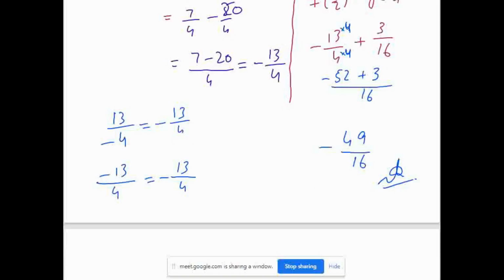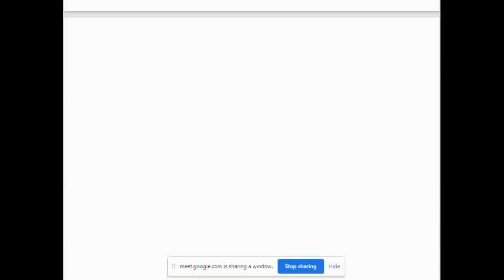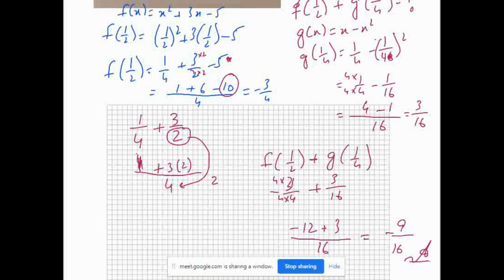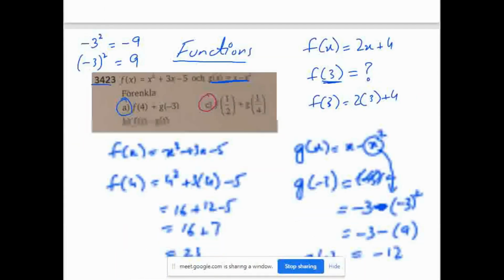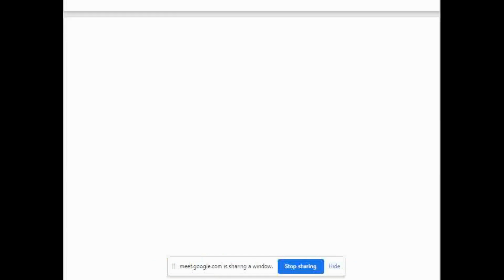Good. I hope that now you can easily attempt the next part, that is, in this one you can see f of t minus g of t. This is a bit different, so I think we should attempt this one also. So here we can see that we have to replace x with t, and then we have to simplify it.